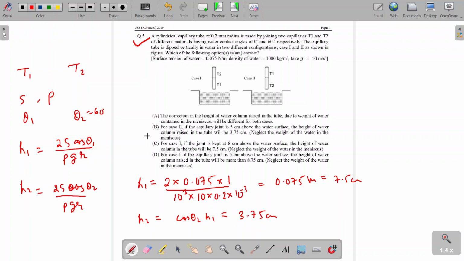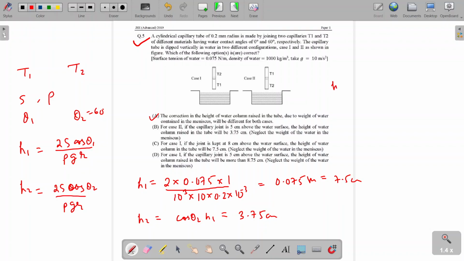Now let us do the options. So the first option is that the correction in the height of water raised in the tube due to the weight of water contained in the meniscus will be different for both cases. So this is a correct option.